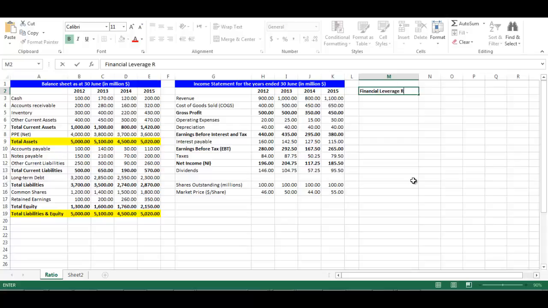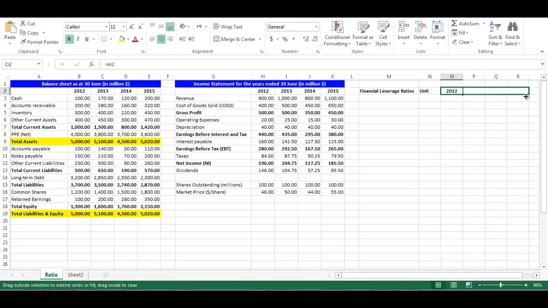Write unit in cell N2. In cell O2, write equal H2. Press Enter. From the small box on the right bottom, drag to cell R2. Now we have the years of analysis.